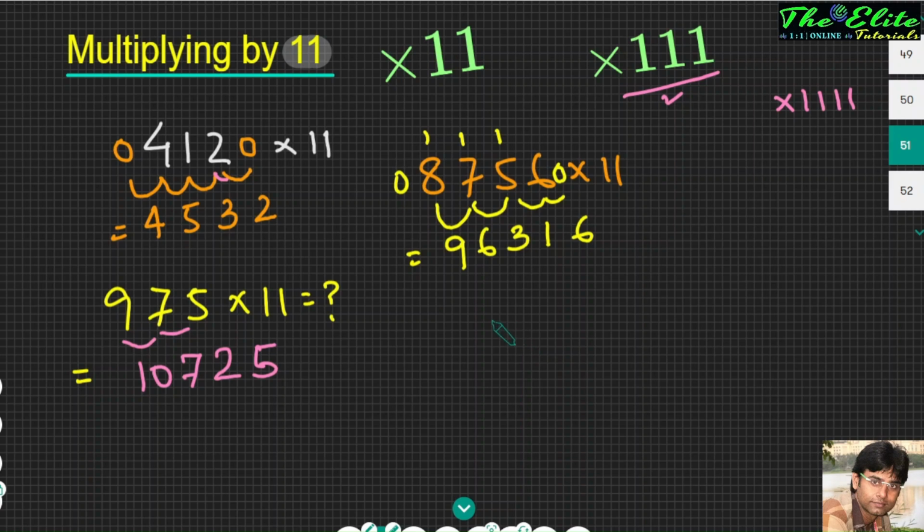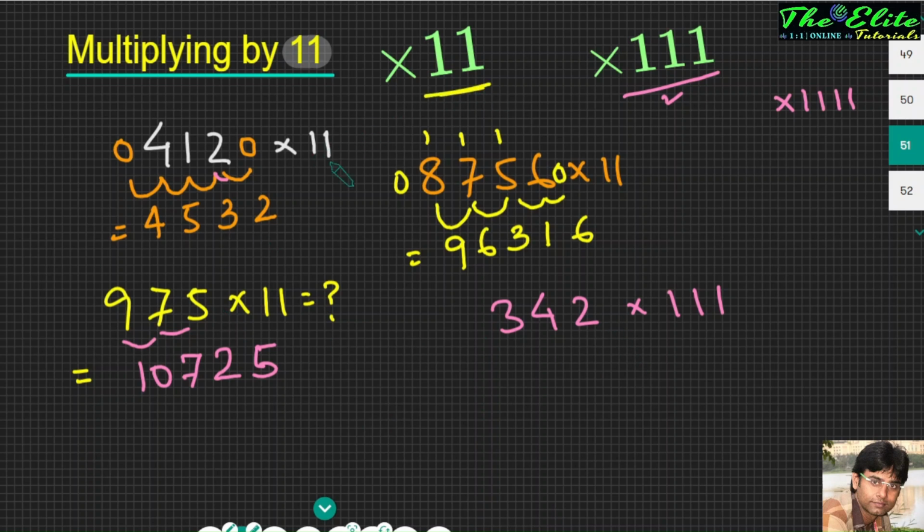Let's take the example 342 multiplied by 111. For multiplication by 11, we were keeping 1 zero at the end and 1 zero at the beginning of the number. Here, because we are multiplying by triple one, the rule says that you put 2 zeros at the end and 2 zeros at the beginning of the number. And as the rule says, here you have to make the pair of 3 digits from the right side and write the addition.